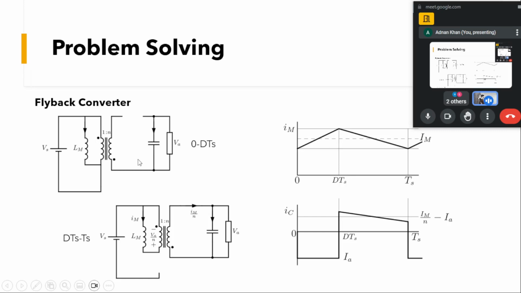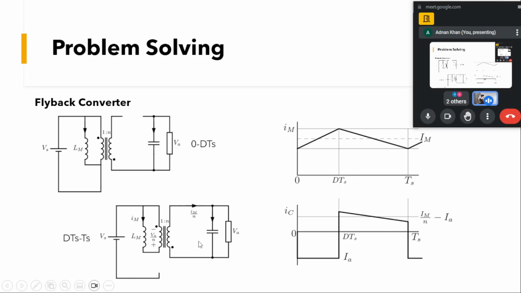When it reaches this peak value, like at the moment when this device is turned off, what will happen? We know that the current through the inductor cannot be interrupted instantaneously, so it will try to continue to flow in this direction. So it will flow out of the dot on the primary side, so on the secondary it should flow into the dot. The direction of the current will be in this direction, which will forward bias the diode.